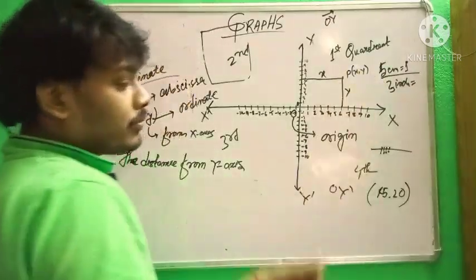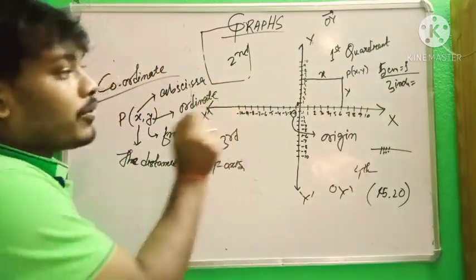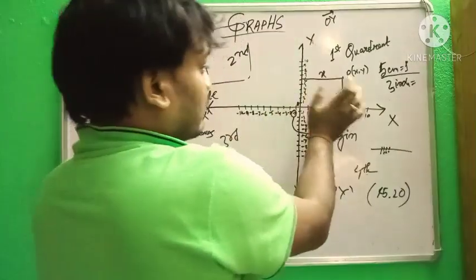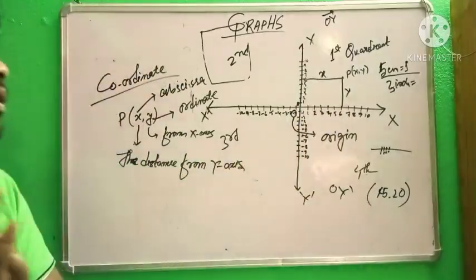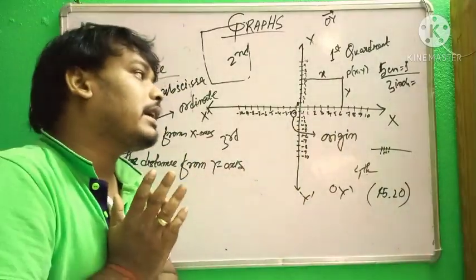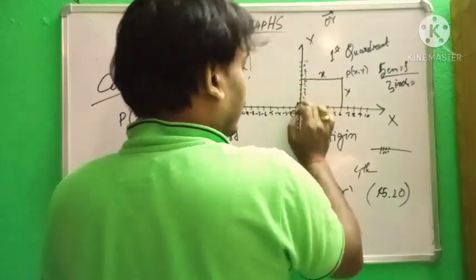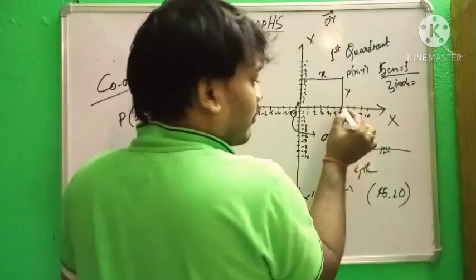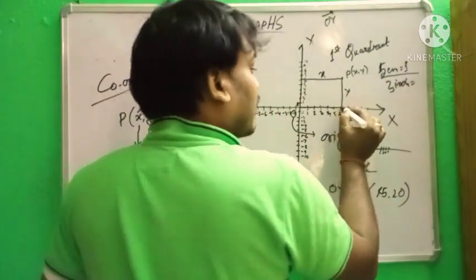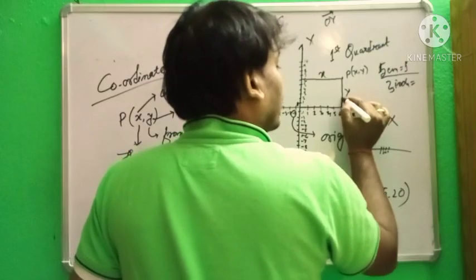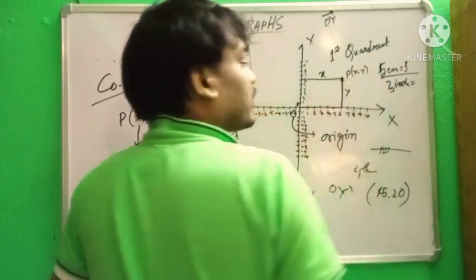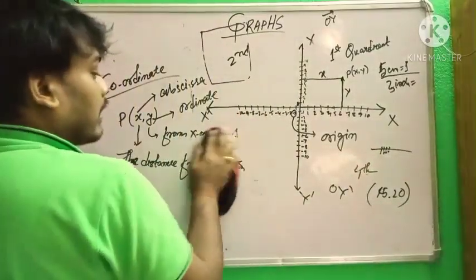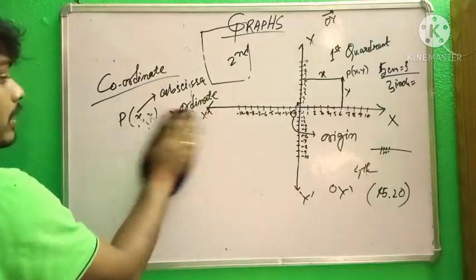So how do we put one point on graph paper? If the coordinate of the point is x comma y, first we go x units on the x axis, then y units upwards. Okay, let me give an example, I will explain it with an example.